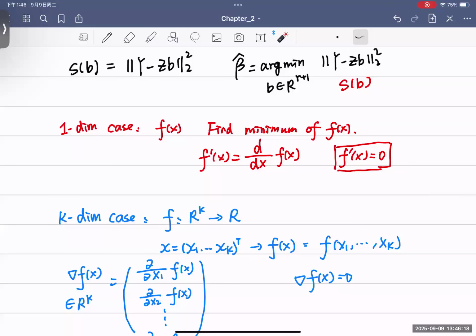Okay, let me ask if there are any questions. This is just some calculus content corresponding to the derivative equal to 0, and shows the important role of the derivative.